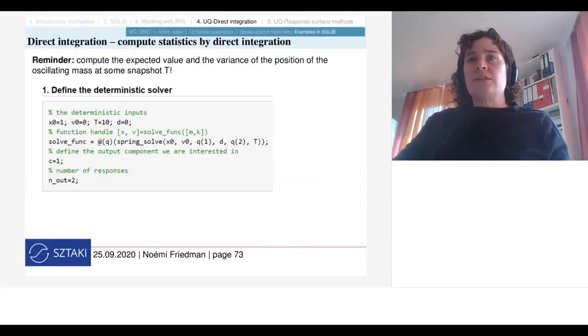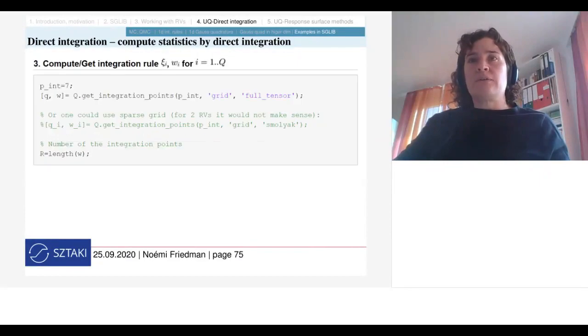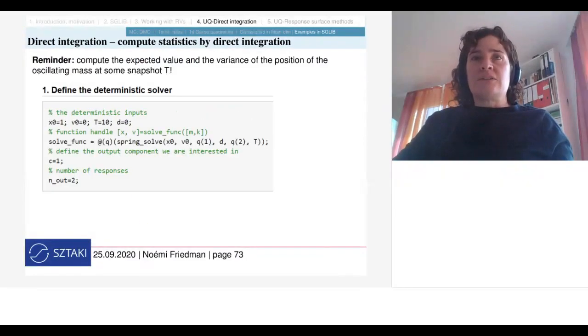So this is the sparse grid. Oops, am I going backwards? Okay, and now I turned over the slides. Now I'm just running through this example. This is the spring example, and this is how to compute direct integration, meaning that I evaluate some statistics.